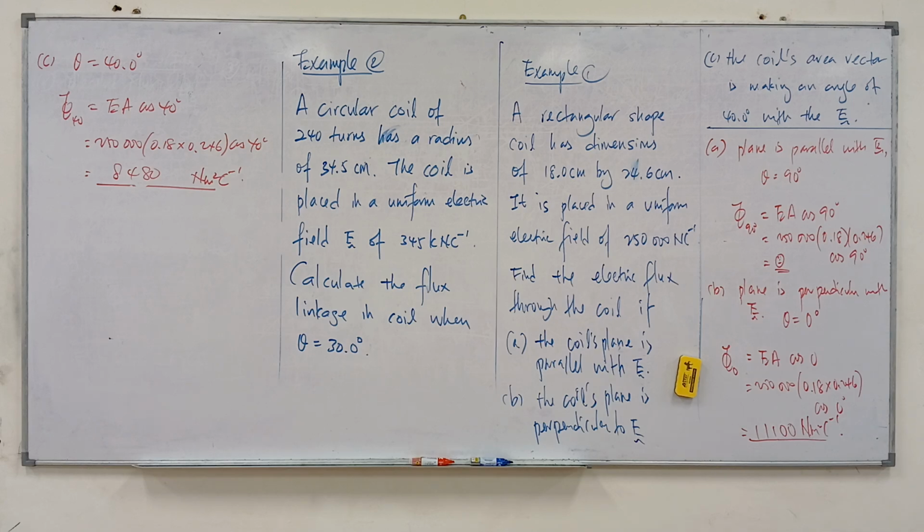Sama formula pakai. Same formula, but you look at the question, it has 240 turns, right? So that means our formula is only used for one single turn. So if you have more than that, you just simply calculate, after that multiply by number of turns. Kira tu lepas tu multiply by 240, yes.